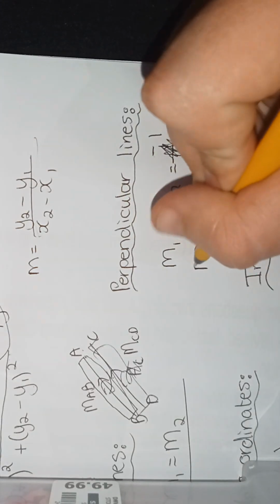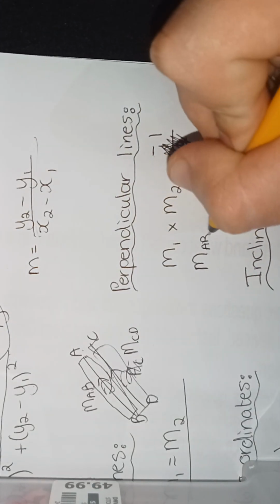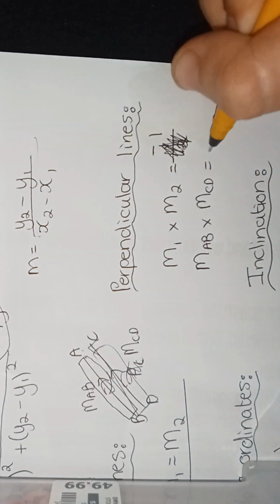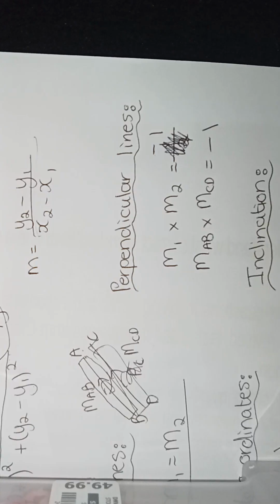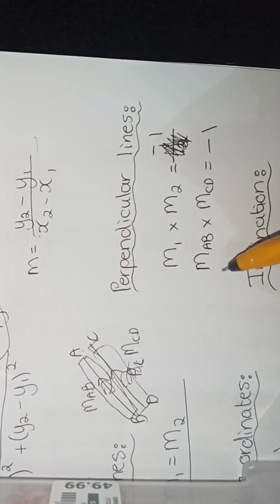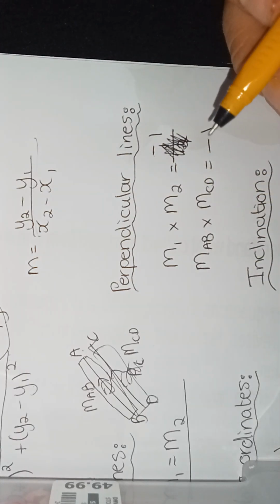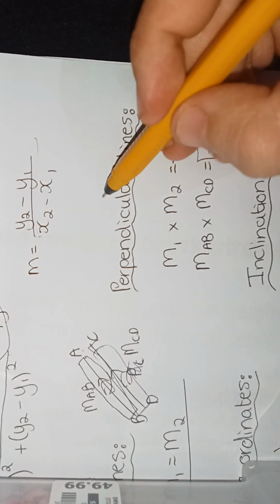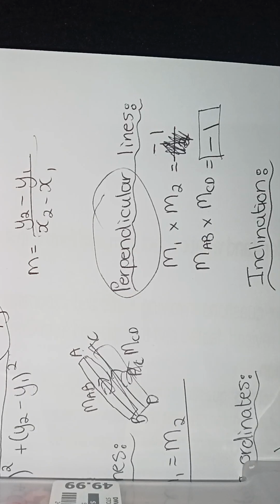Now, let's look at perpendicular lines. Let's just say AB again. The slope of AB times the slope of CD would give you -1 once you multiply those slopes with each other. It should give you -1 when they are perpendicular.